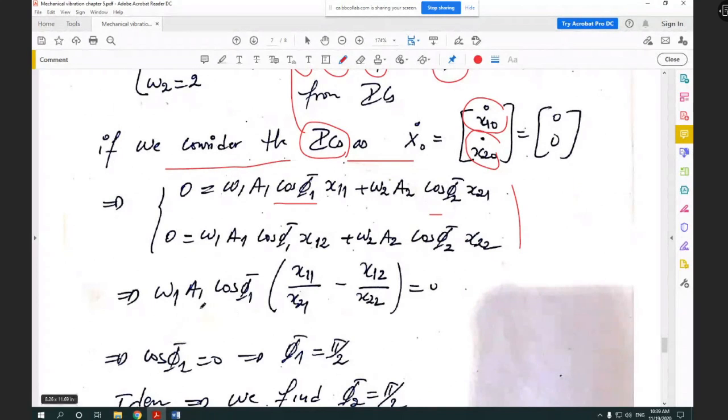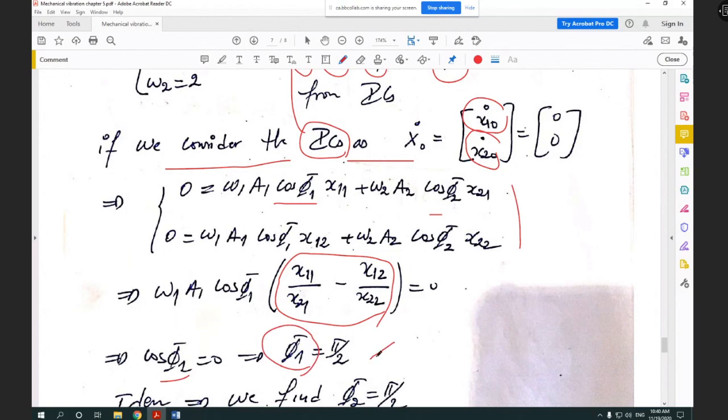We obtain omega 1 A1 cosine phi 1 multiplied by this quantity equal to 0. Of course, this could not be equal to 0 because they are the vector that we defined before. So necessarily cosine phi 1 equals 0, and from this the cosine equals 0. That means phi 1 equals pi over 2.